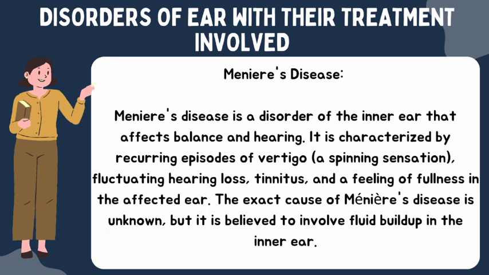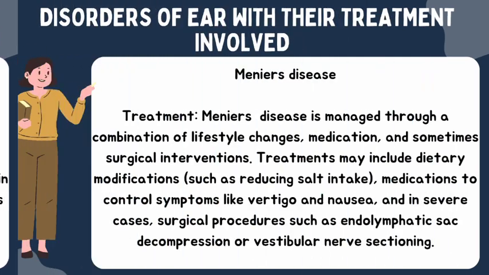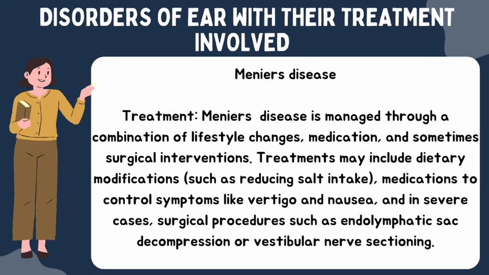Third is Meniere's disease. Meniere's disease is a disorder of the inner ear that affects balance and hearing. It is characterized by recurring episodes of vertigo, a spinning sensation, fluctuating hearing loss, tinnitus, and a feeling of fullness in the affected ear. The exact cause of Meniere's disease is unknown, but it is believed to involve fluid buildup in the inner ear. Treatment: Meniere's disease is managed through a combination of lifestyle changes, medication, and sometimes surgical interventions. Treatments may include dietary modifications, such as reducing salt intake, medications to control symptoms like vertigo and nausea, and in severe cases, surgical procedures such as endolymphatic sac decompression or vestibular nerve sectioning.